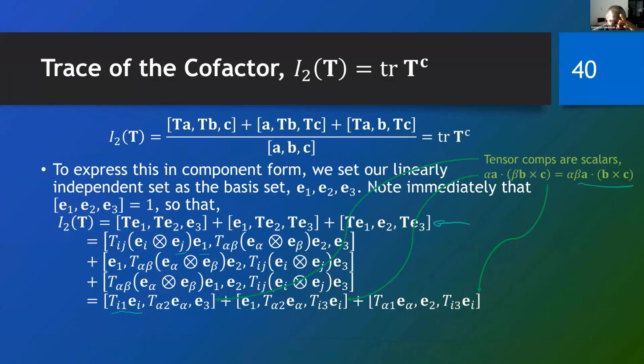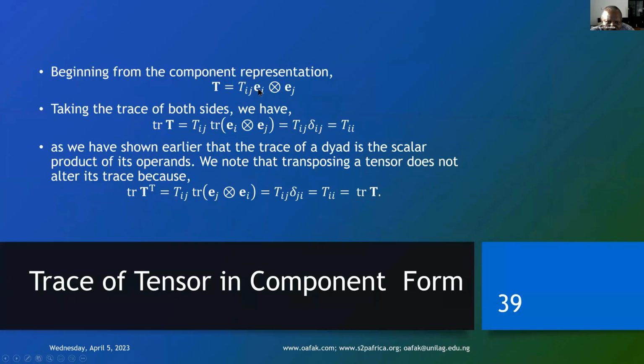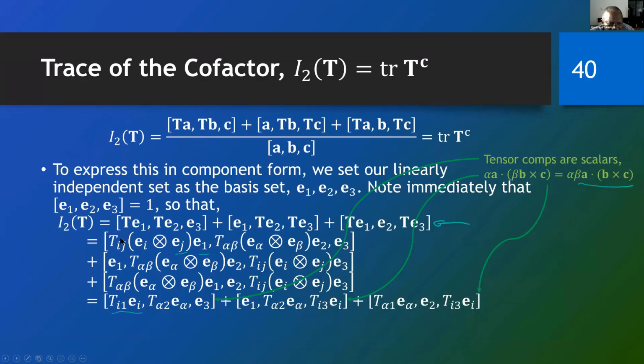Now, the second thing is the trace of the cofactor. Here, we are trying to find the trace of the cofactor in component form. How do we do that? In the first line here, we changed this T to what we did before, this Tij EI circle times EJ. So instead of T here, we have Tij EI circle times EJ. Here, instead of T, we say T alpha beta E alpha E beta.